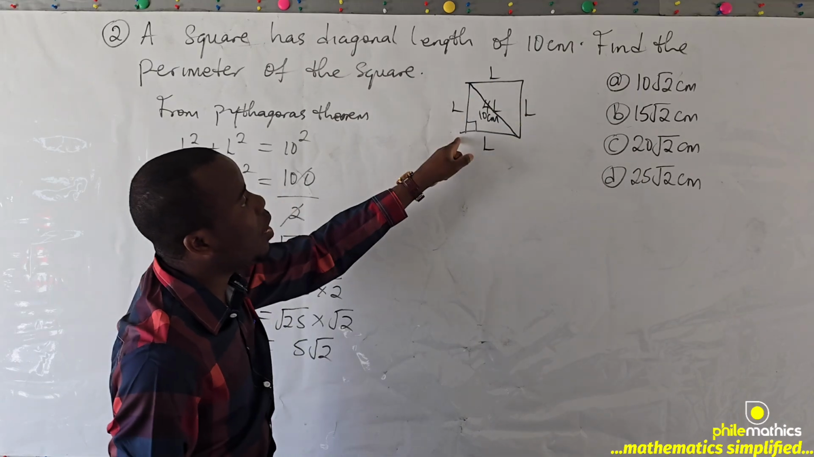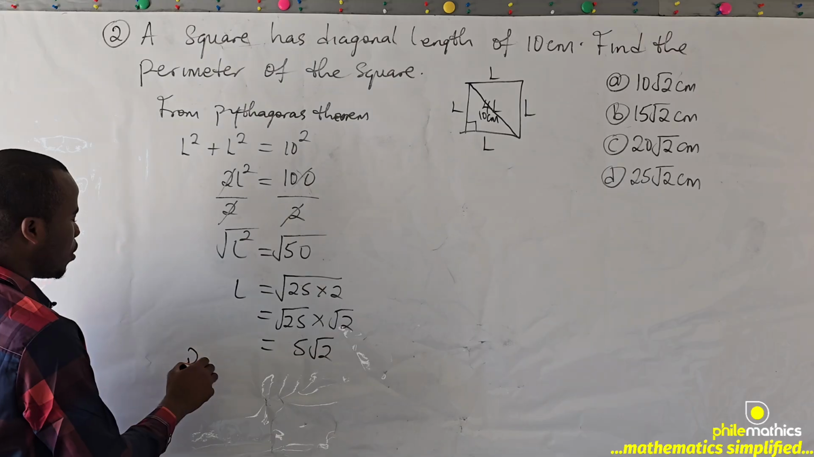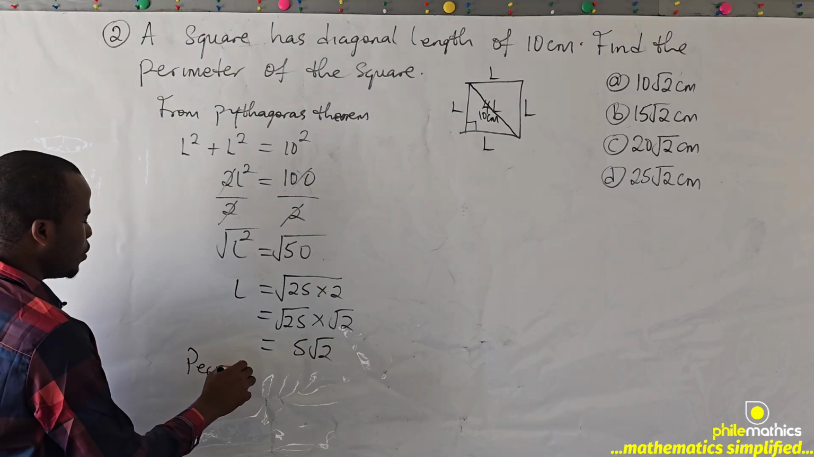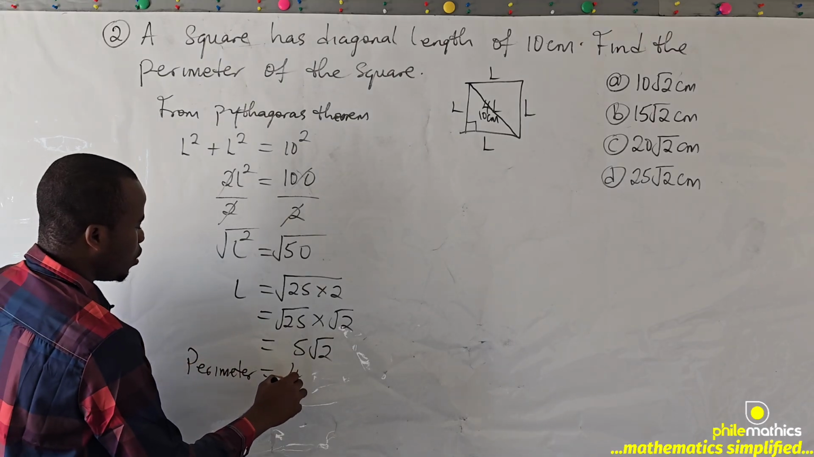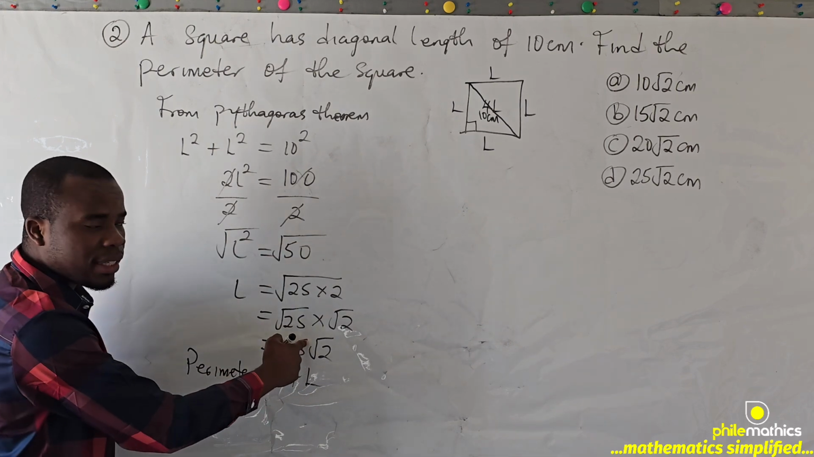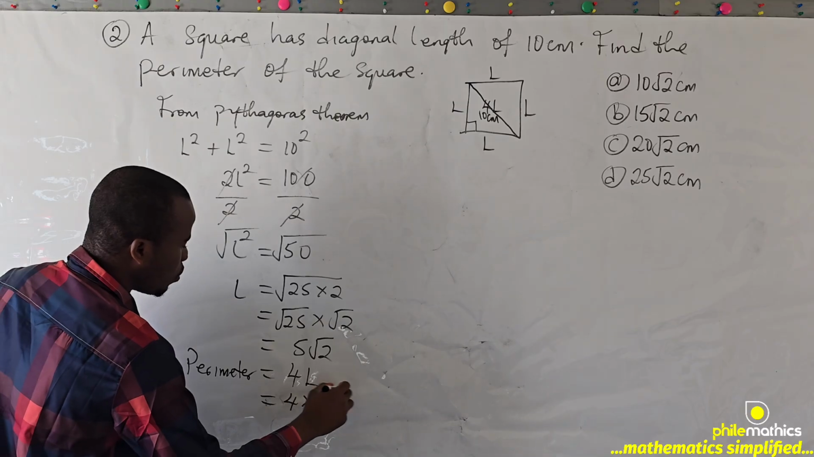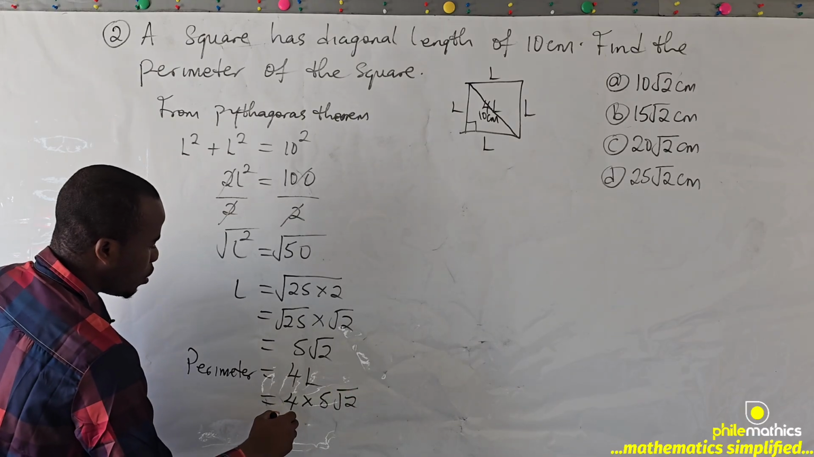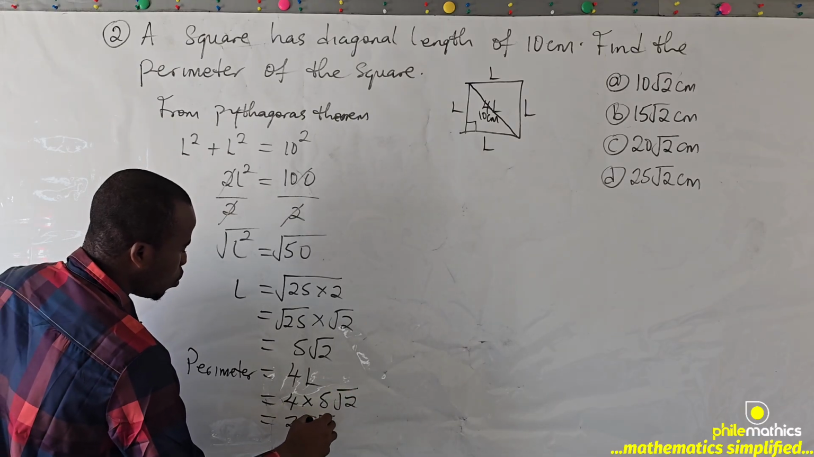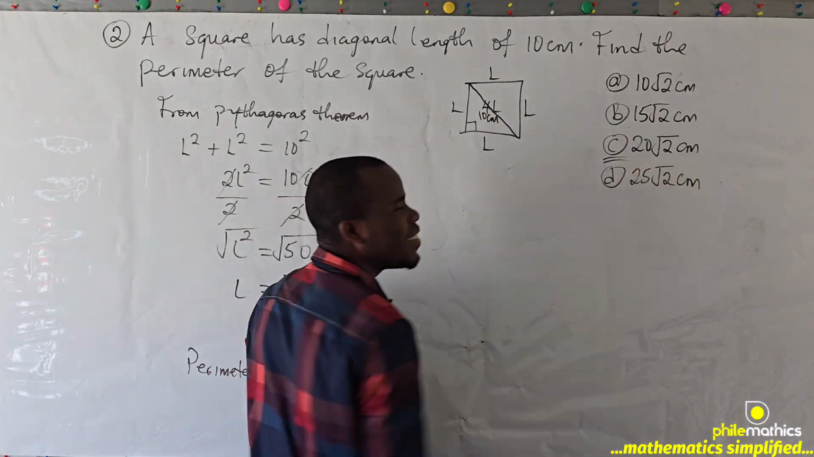To get the perimeter, which we know is 4L. Perimeter is simply the distance around the square. Since each length is 5 root 2, it will be 4 times 5 root 2, and this will be 20 root 2 cm, which is C.